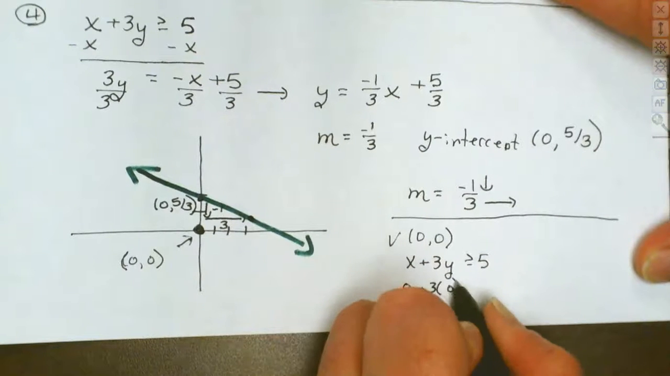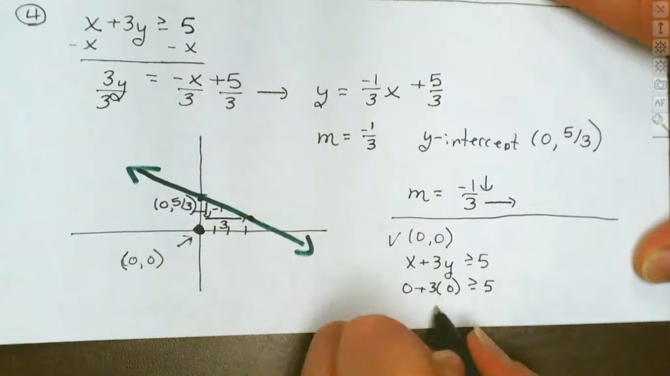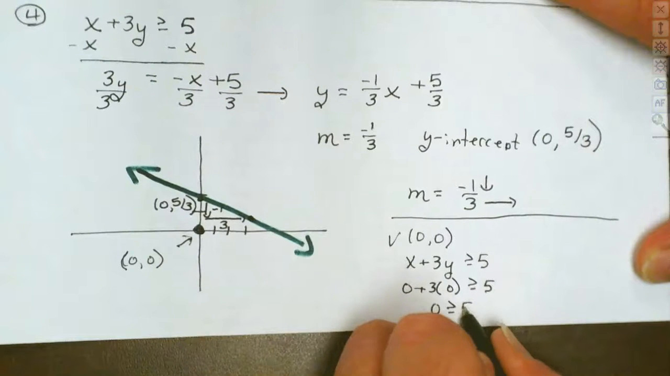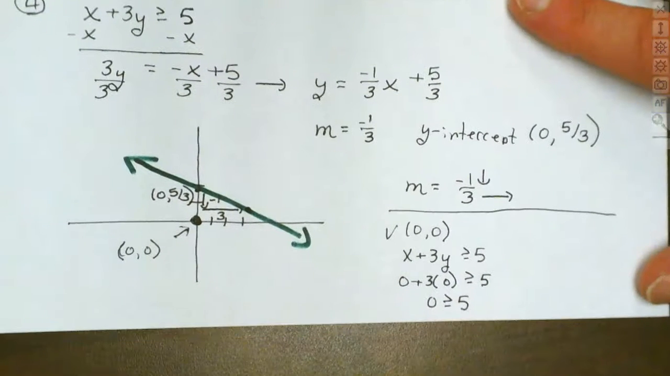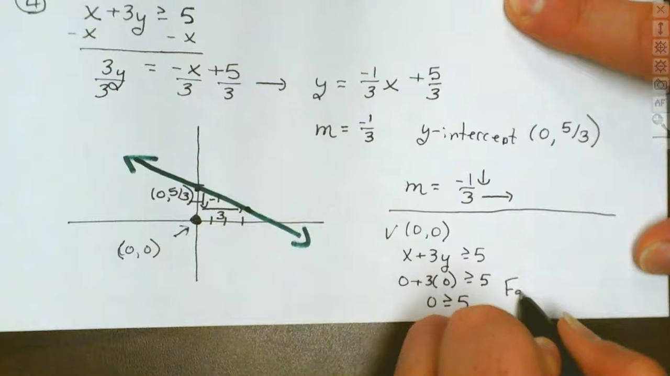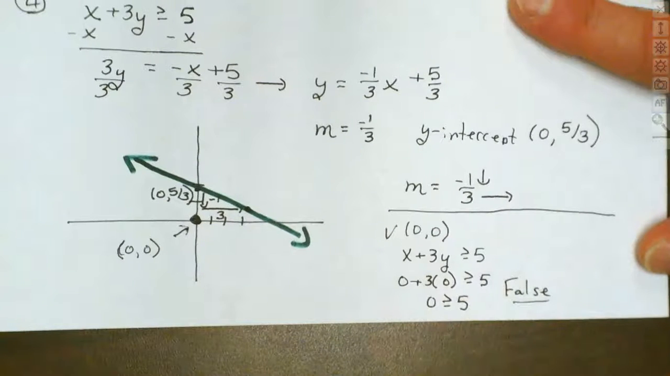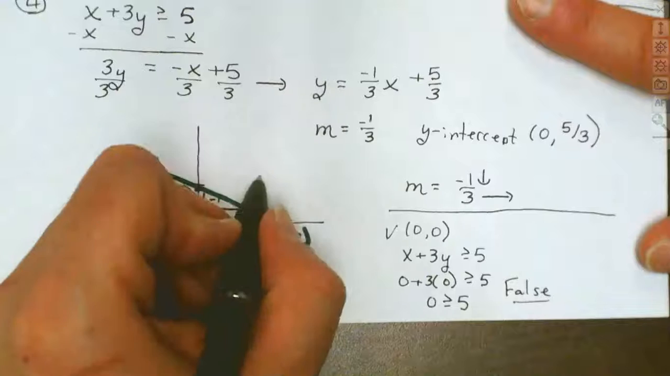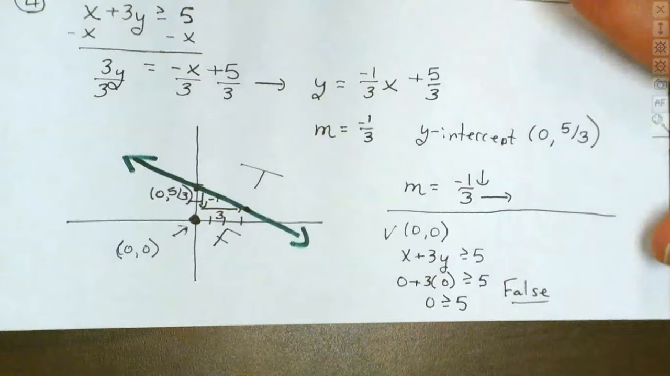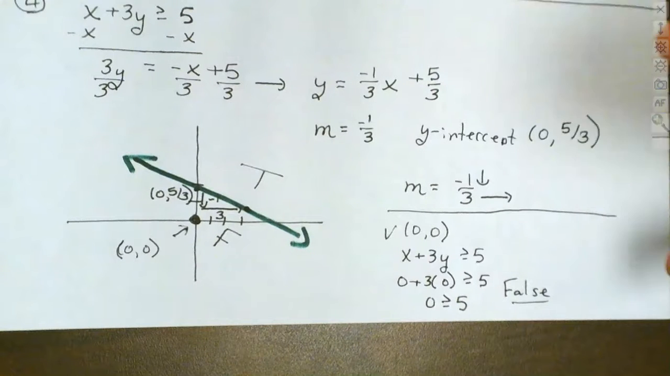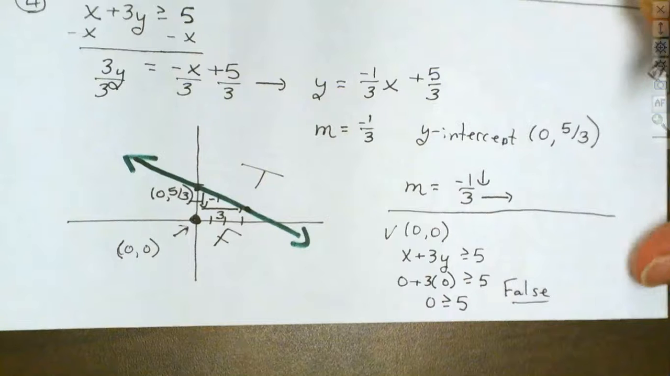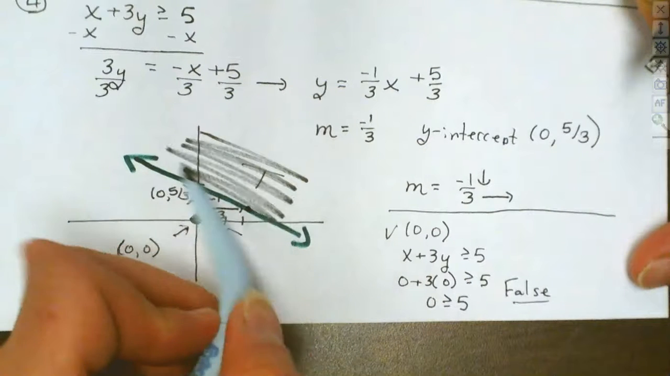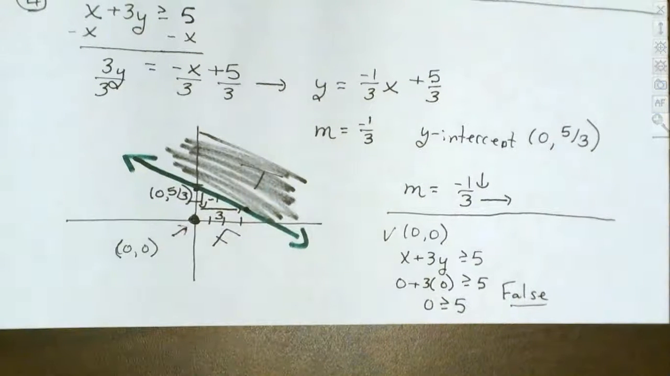So plug the zeros in. And is 0 bigger than 5? Nope. So that would make that false. So that means this half is false. The upper half must be true then. And so where do we shade? The true part, which is the upper half. Pretty simple on that one.